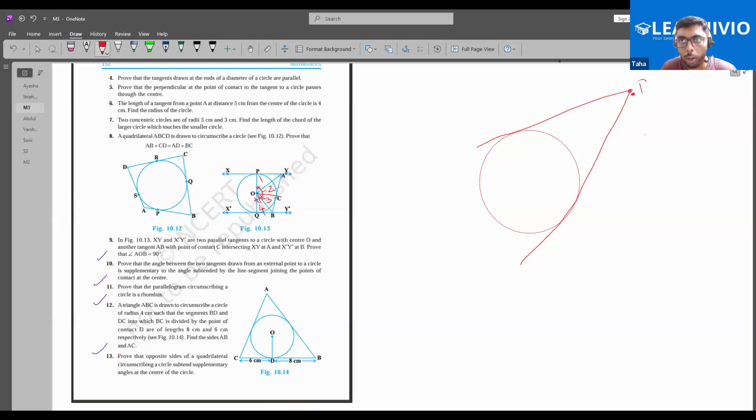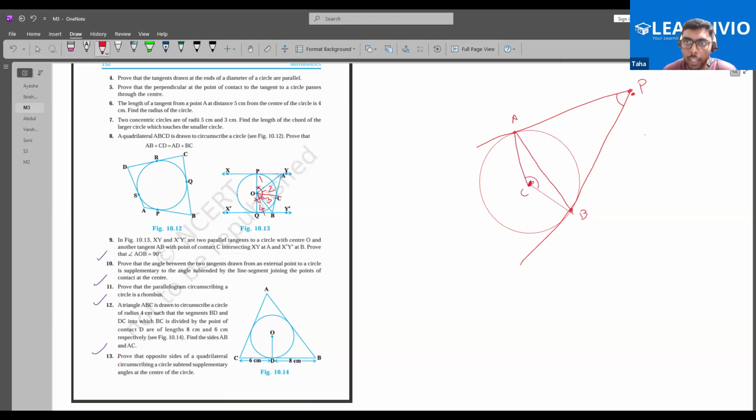Right, from this particular point, point A. So from point A, we are looking at the angle between tangents drawn from an external point to a circle, supplementary to the angle subtended by the line segment joining the points of contact. Where are the angles being subtended? At the center. So we have our points of contact A, and this is point of contact B. So this line AB is also subtending an angle at this place. Okay, let us call this point C.